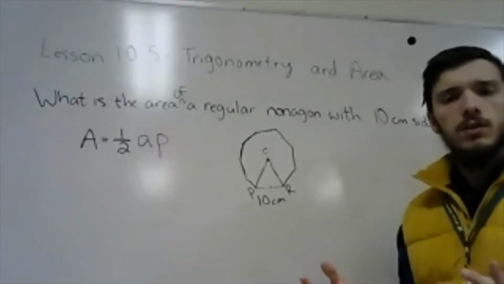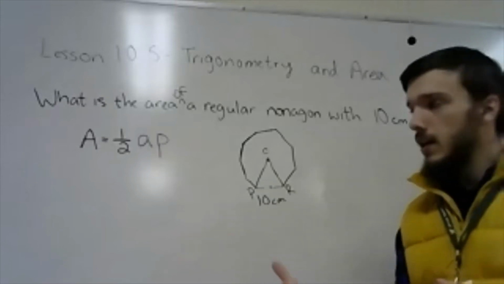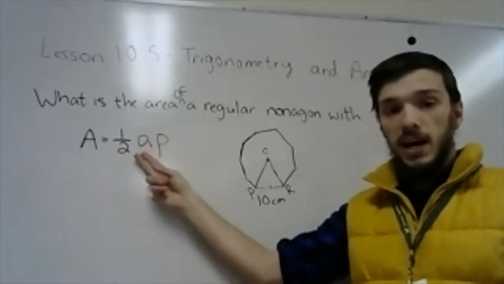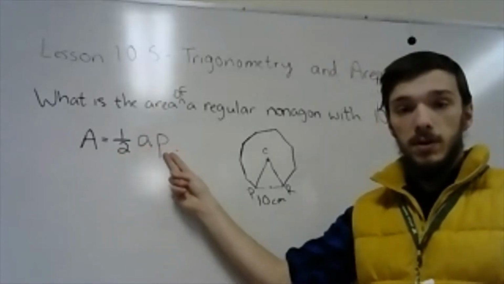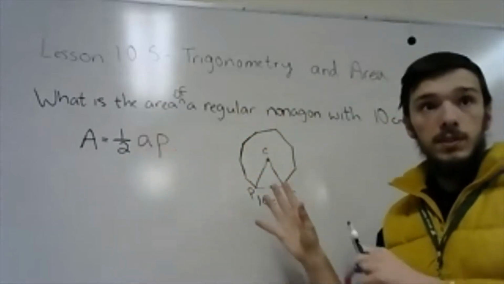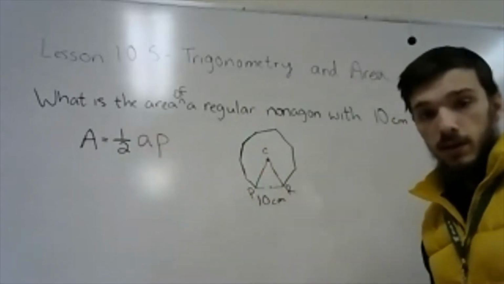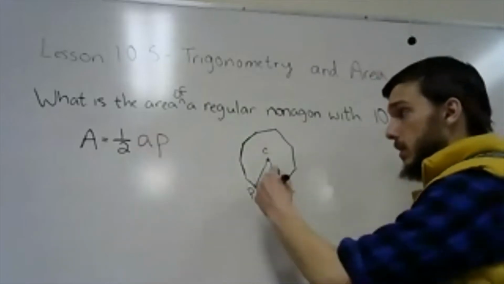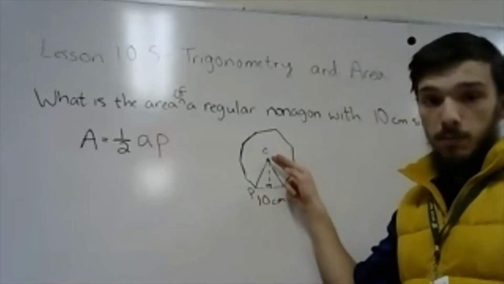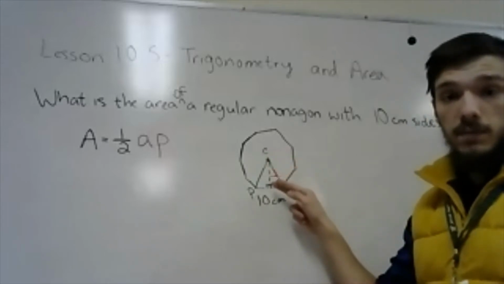So what do we need in order to find the area of a regular polygon? Well, the area is equal to 1/2 times the apothem times the perimeter. We could easily find the perimeter of this polygon, but we'll save that for later. First, we're going to need to find the apothem. I'm going to draw that right now, because we know that the apothem is the perpendicular distance from our center C to one side of the polygon.